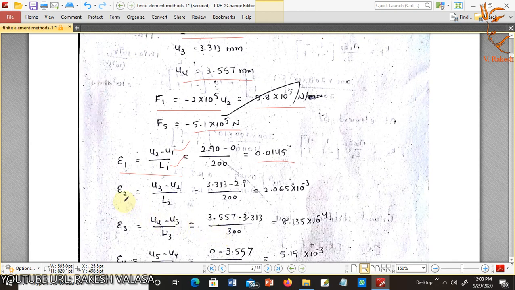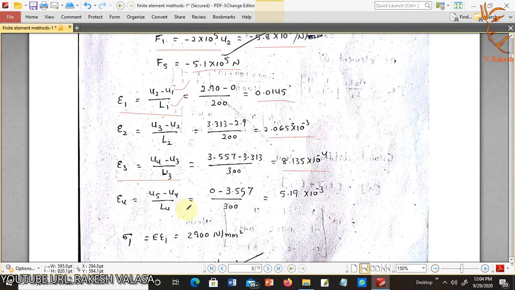Next one is strain for element 2, u3 minus u2 by L2, 3.313 minus 2.9 by 200. That value is 2.065 into 10 power minus 3. Strain 3, u4 minus u3 by L3. u4 value is 3.557 minus 3.313 by 300. That value is 8.135 into 10 power minus 4.